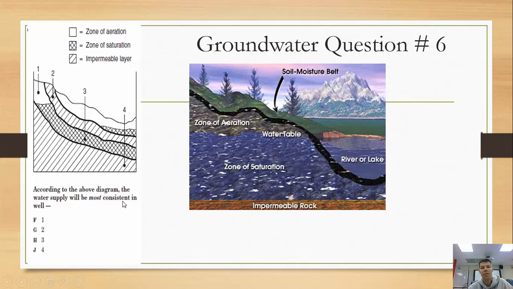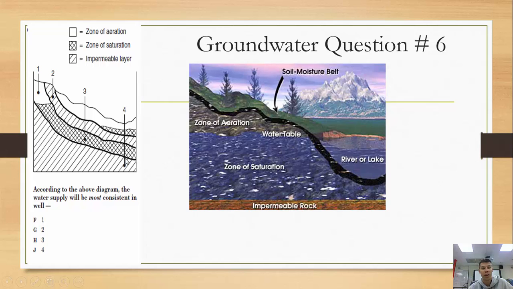Alright, so our question is, according to the above diagram, the water supply will be most consistent, meaning you'll be able to get water consistently or all the time, in well number, let's look at number 1. Well 1 is in the zone of aeration. No, we would not be able to get water out of there. Well 2 is in the impermeable layer. Impermeable means it does not permit water to travel through it, so there's no water in this layer.